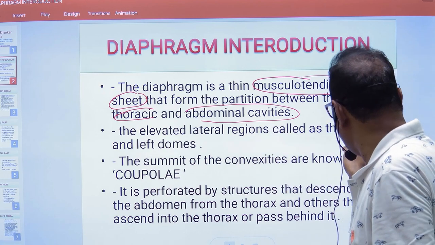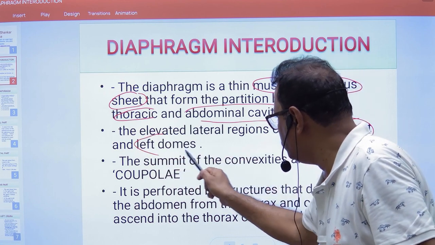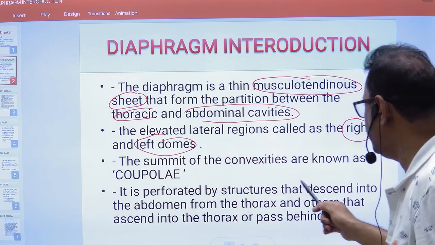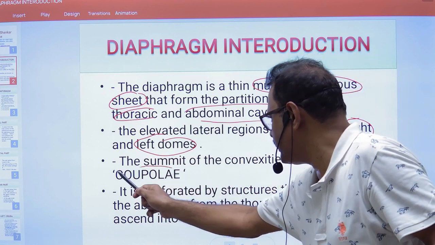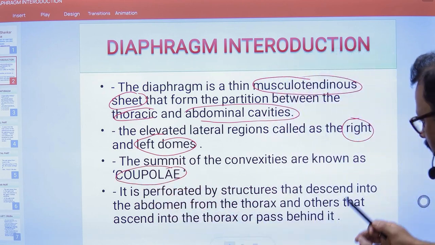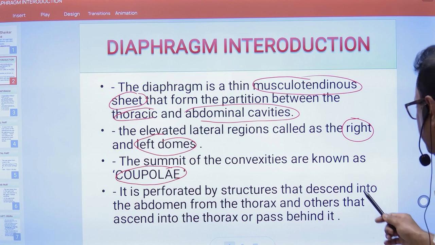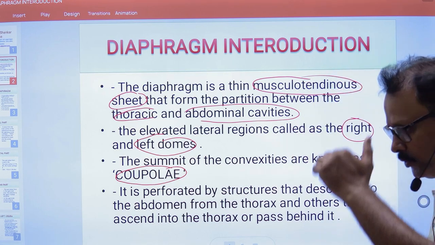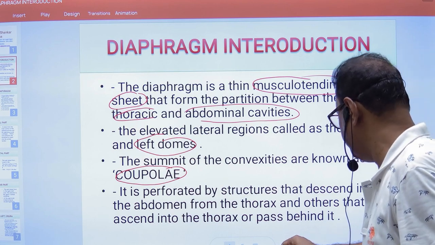It has a right and a left dome, and the convexities of the domes meet at a structure which is known as the sternum. It is perforated by the structures which enter into the thorax and which come from the thorax.